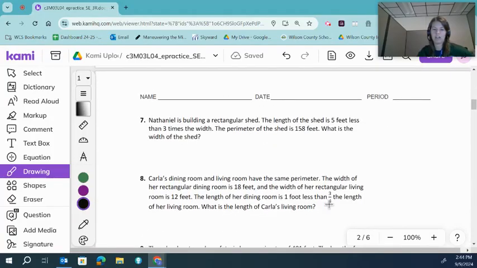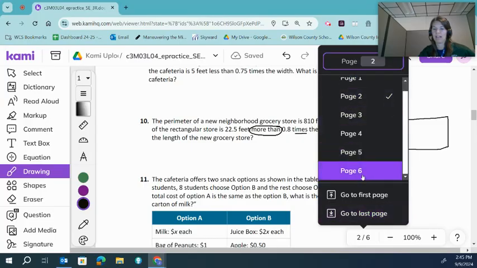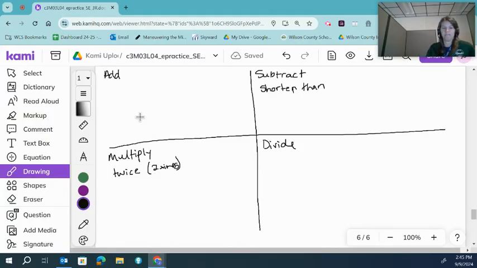Let's take a look at another example. The perimeter of a new neighborhood grocery store is 810 feet. The width of the rectangular store, so again, we have a rectangle, is 22.5 feet more than, so more than, and then 0.8 times the length. So times is multiplication, more than is addition. So I'm going to go down and add these to my chart here.